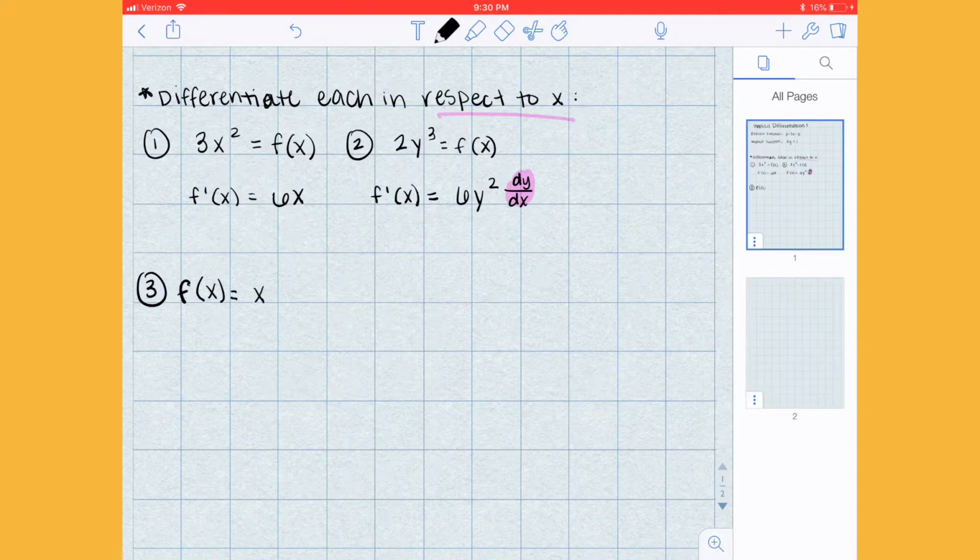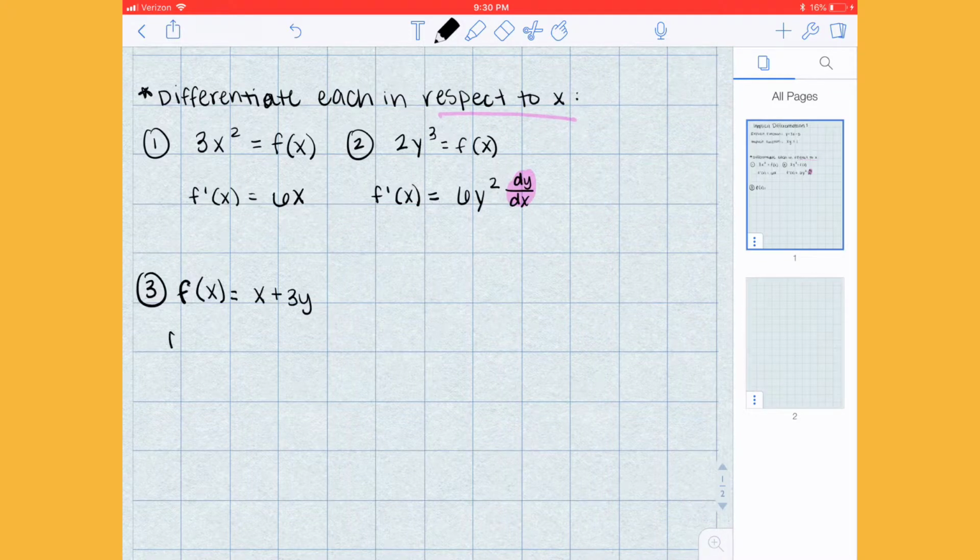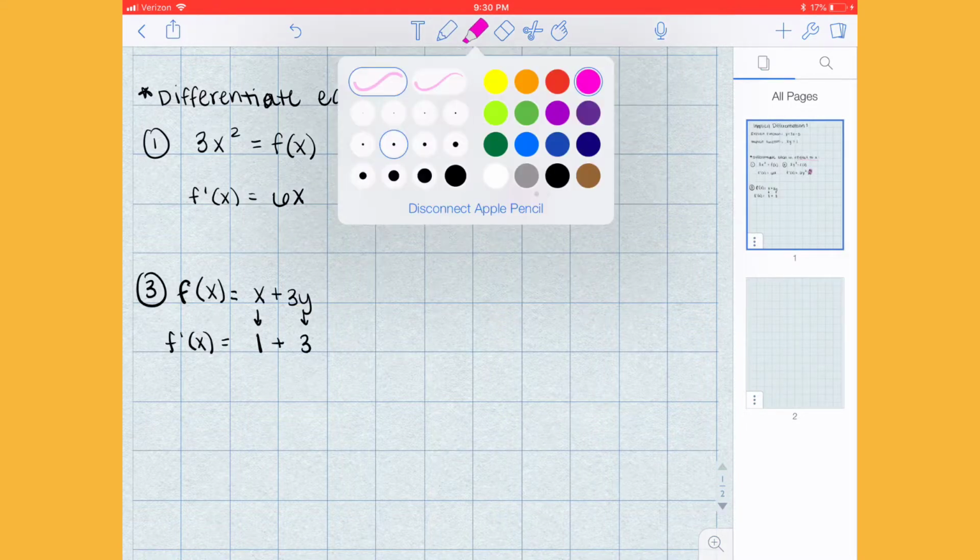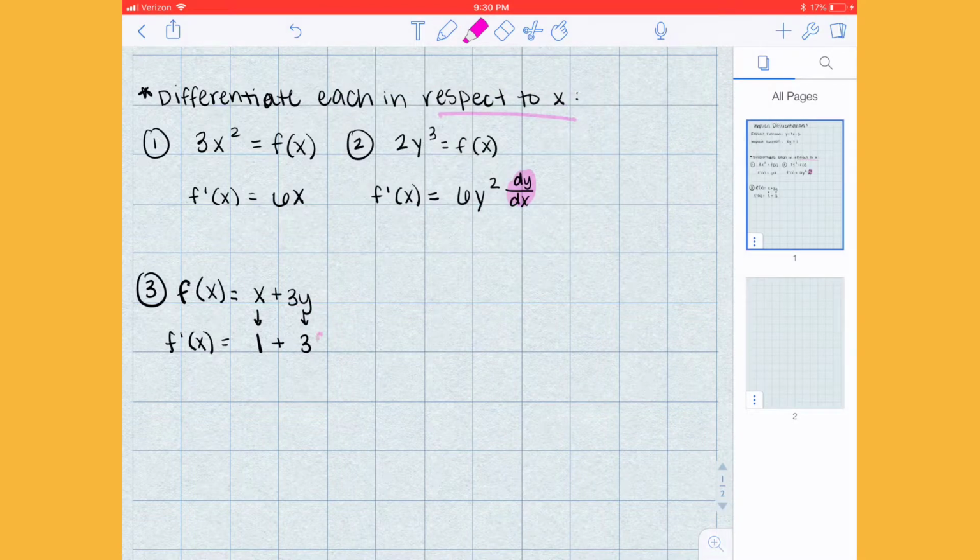Let's say I start out with the function x plus 3y, and I want to find the derivative of that particular function. Because this is an addition of a binomial, an x term and then my 3y, I'm going to utilize my power rule for the first term. It is just x, so the derivative of that is 1. And then the derivative of 3y is going to be just 3. But again, because I took the derivative in respect to x, and I actually found the derivative of something with a y, I'm going to put dy over dx.